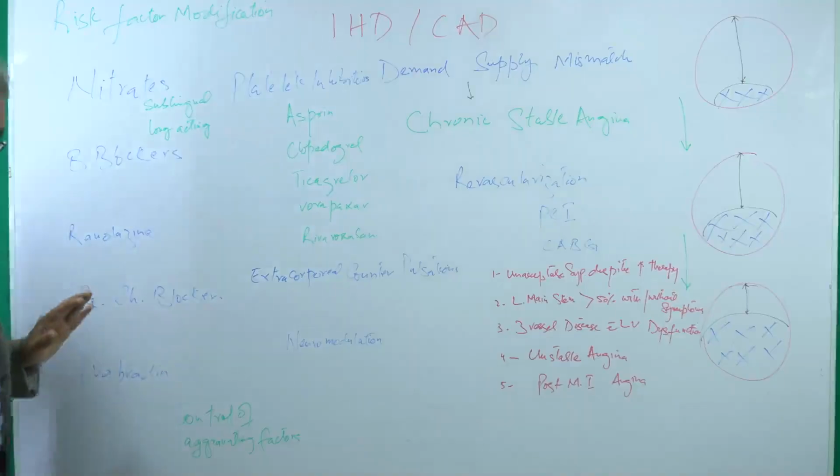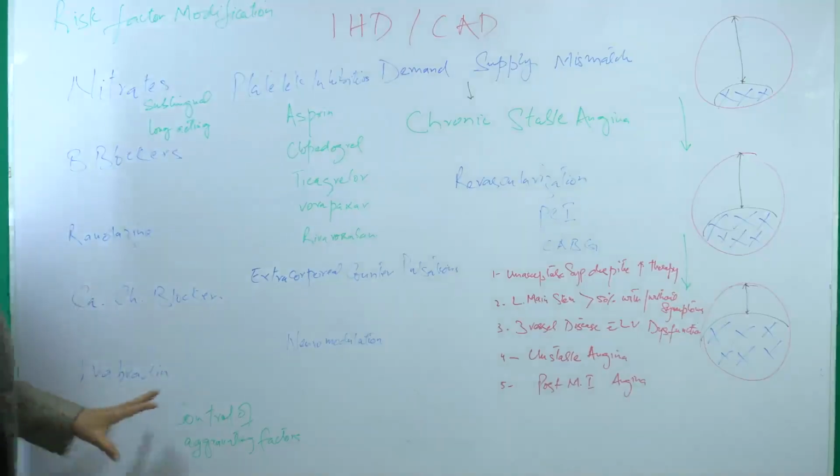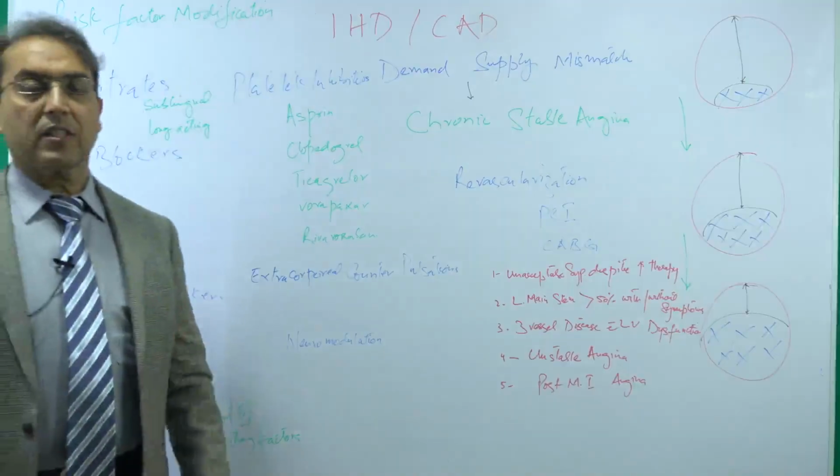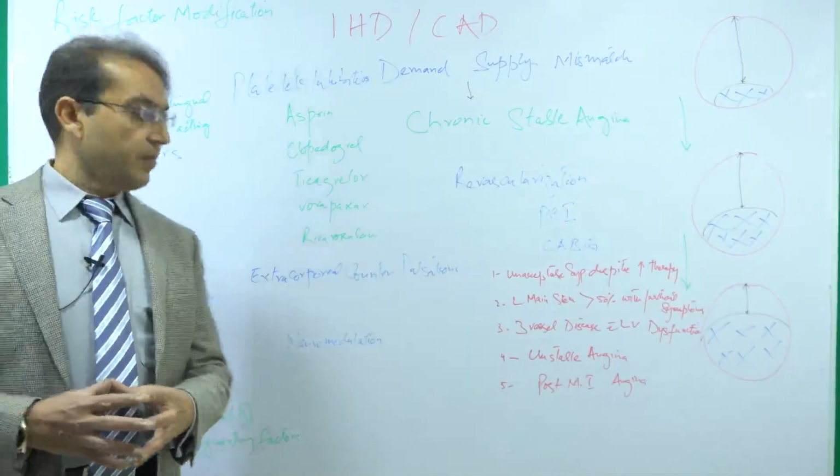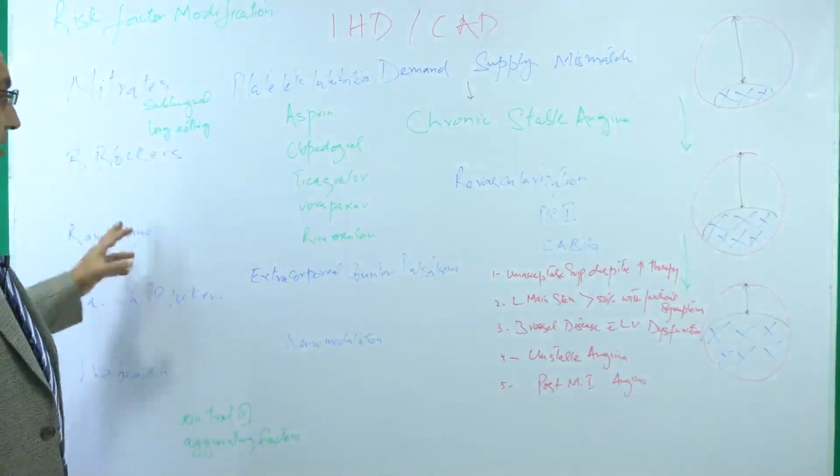Then the next class of drug is ivabradine. Ivabradine is a drug which works on the funny channel present in the SA node. It decreases the heart rate and improves the angina. This can also be combined with other drugs.